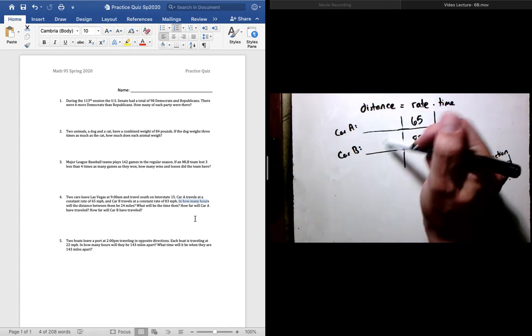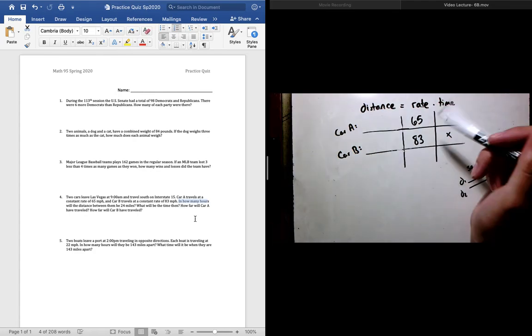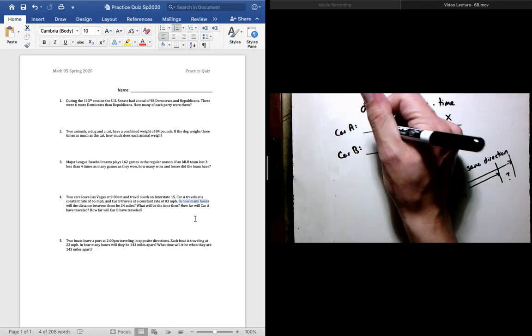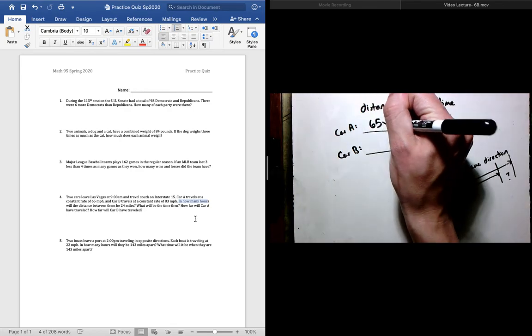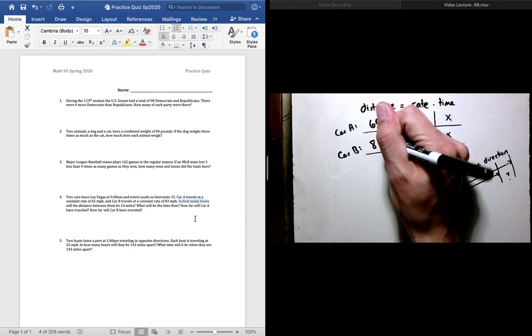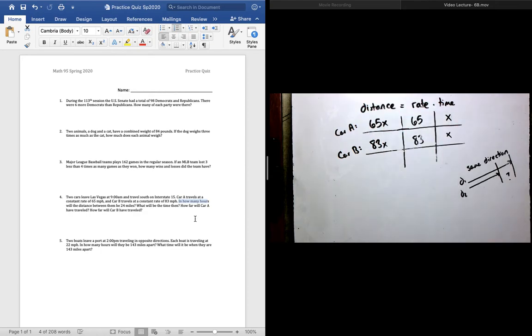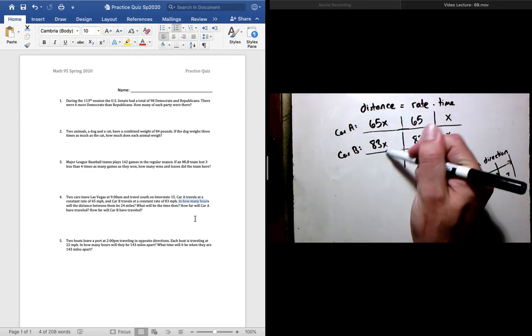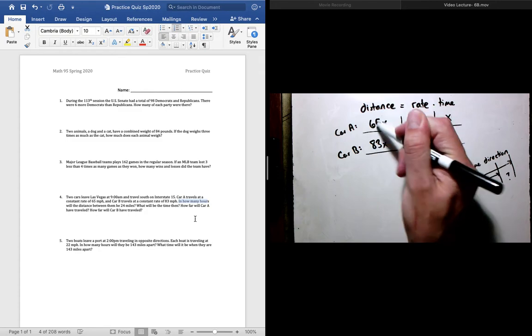For the distance column, though, we can multiply these values together. Remember that rate times time is equal to distance. So 65 times x is going to be written as 65x. And 83 times x is going to be 83x. Remember, we want to subtract these two distances from each other, and because car B was going faster, it has a longer distance, right? 83 being larger than 65.